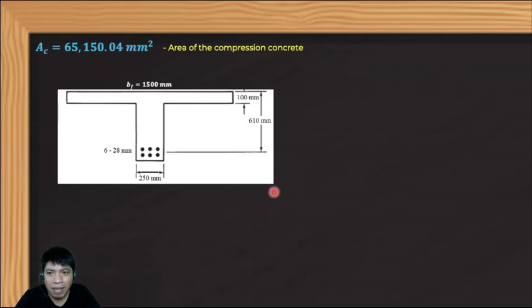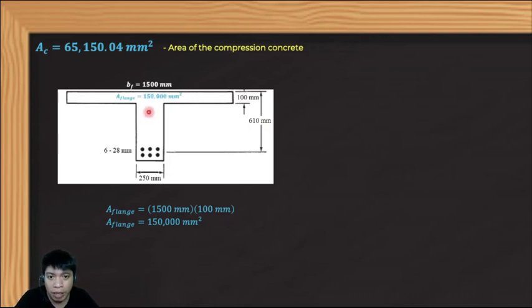Okay, so kailangan nating malaman ngayon kung yung area na to is nasa flange pa ba or nasa web na. Okay, so ang gawin natin, i-compute muna natin guys yung ating area ng flange. So yung area natin ng flange is of course rectangle lang naman yan, 1,500 times 100, that is 150,000 square millimeter. So ngayon guys, sa tingin nyo, yung area ng compression concrete ba natin ay nasa flange pa ba or nasa web na?